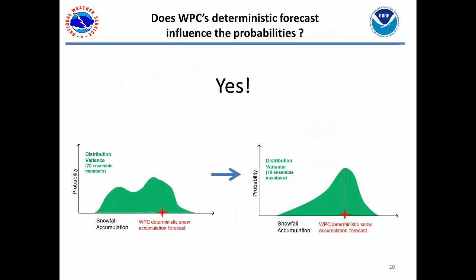Another common question is, does WPC's deterministic forecast influence the probabilities? The answer here is, of course, yes. Recall that we adjust the distribution of the original ensemble members such that the mode, or most common value, becomes equal to the deterministic forecast, with the spread equal to that of the original ensemble. So this, again, allows us to place greater emphasis on the deterministic forecast while still acknowledging the forecast uncertainty.